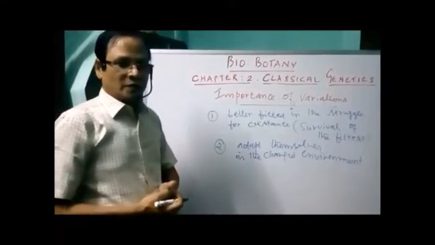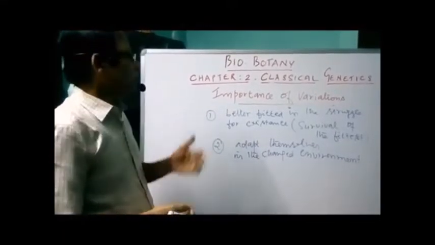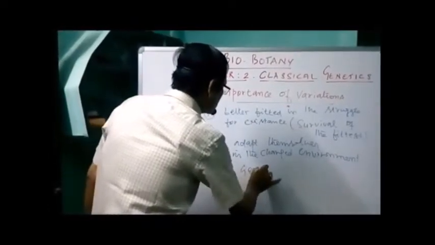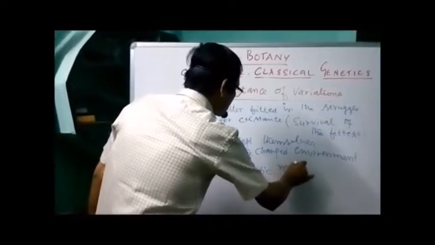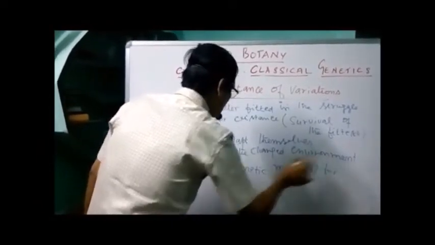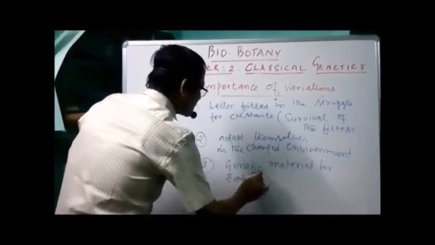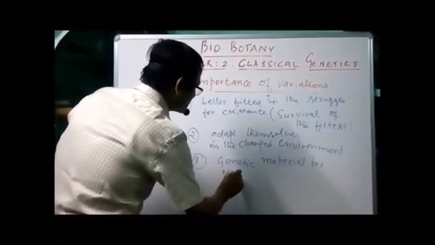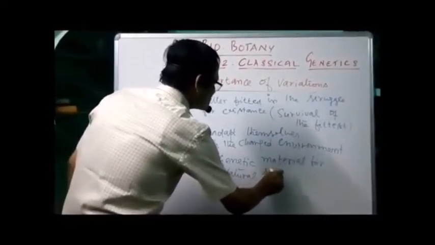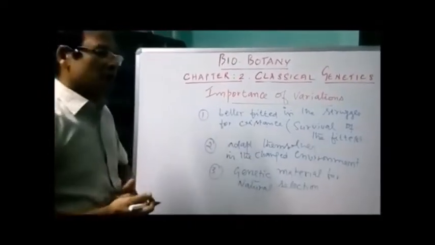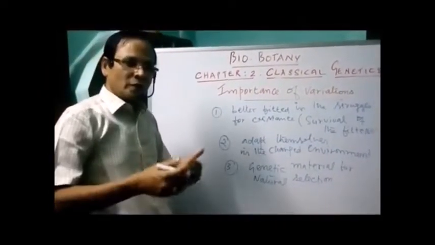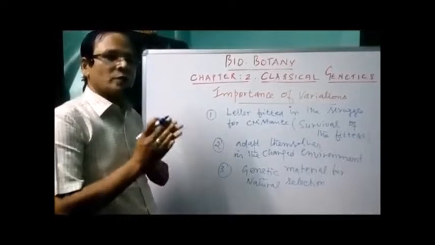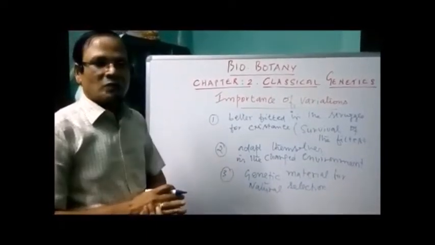Now for the natural selection theory as proposed by Darwin, these variations provide genetic material for evolution, or specifically speaking, for natural selection. Because of changes in the environment, variations occur in the genetic material, and these genetic materials form the raw material for the natural selection concept.